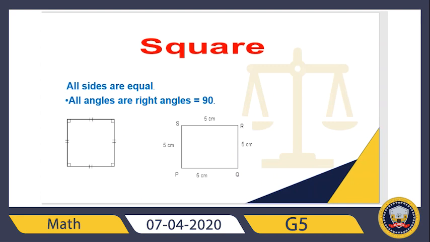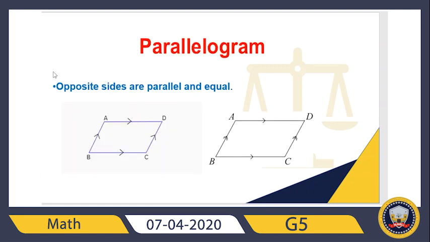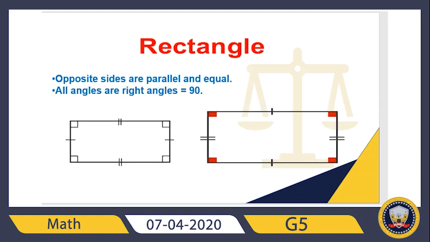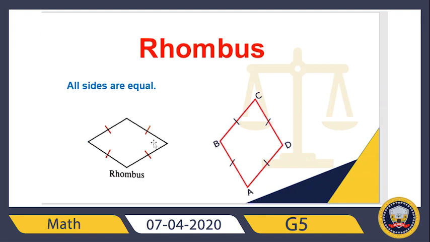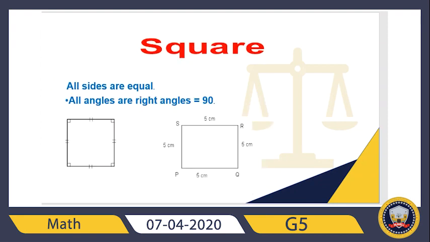ما هو also the square is a four-sided polygon. السكوير كل اللي احنا بنتكلم فيه ده four-sided shape. Parallelogram is a four-sided shape. Rectangle is a four-sided shape. Rhombus is a four-sided shape. And the square also is a four-sided shape.